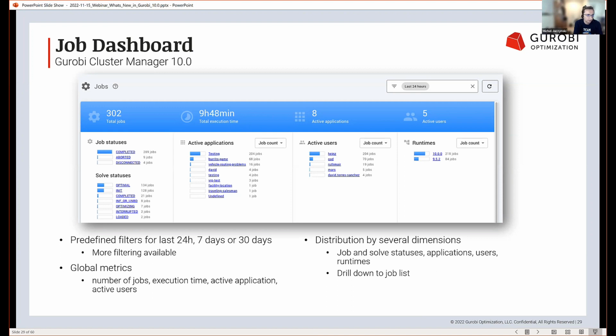And below that, you have a set of distributions. You can quickly understand what the different job statuses are, the solve statuses, and the different applications that were executed. And you see the number of jobs for each application, the number of users, and runtime. And when you click on one of those labels, you can also get directly to the jobs that are in this distribution.